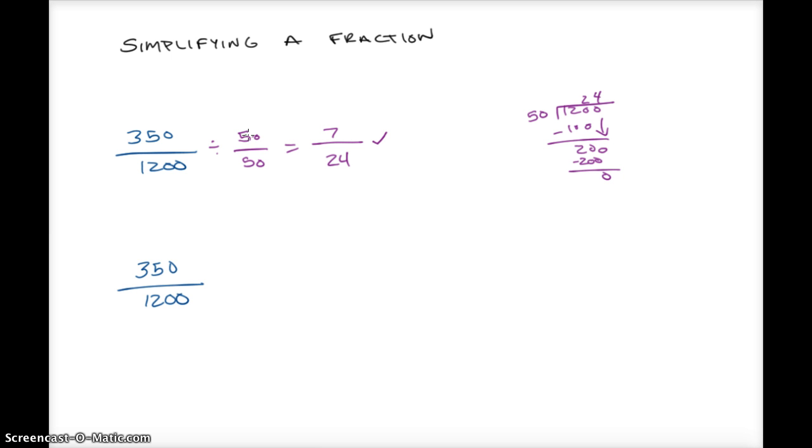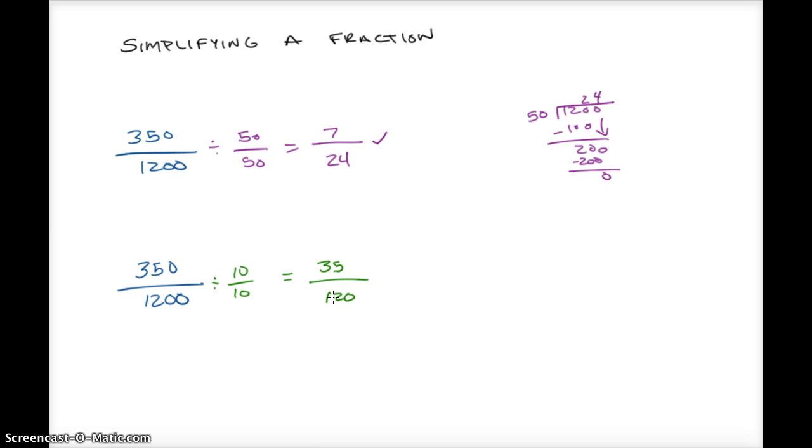But let's say I didn't know that 50 was the greatest common factor. What if I just said, well, these both end in 0, so I'm going to divide both sides by 10. And let's see what we end up getting. 350 divided by 10 gives me 35. 1200 divided by 10 gives me 120.